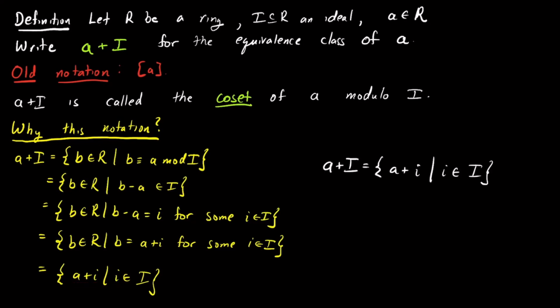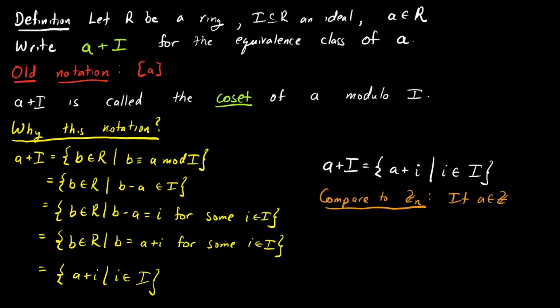So what does that tell me? That tells me that A plus I is really just A plus little i, where little i is in I, right? So I'm in some sense taking the elements of I and shifting them all by little a, right? I'm taking all the elements of my ideal and just adding A to all of those elements. So this notation tells us what the elements of our coset look like, or the elements of our equivalence class look like.